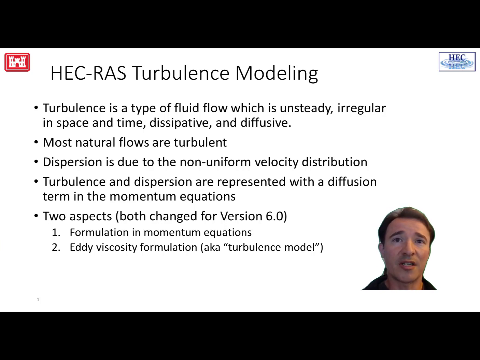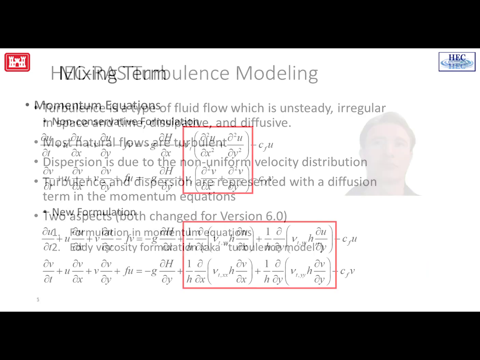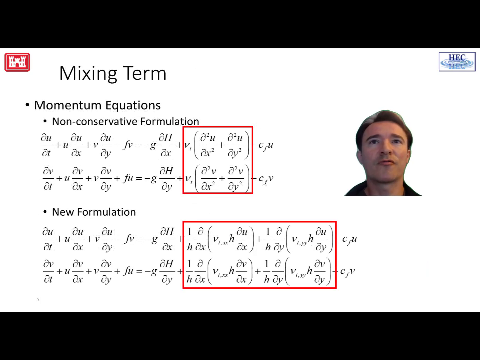There are aspects here that sometimes get confused. One is the formulation of the momentum diffusion term within the shallow water equations, and the other is how the eddy viscosity is calculated. This is referred to as the turbulence model. Both of these aspects have changed and are improved in version 6.0. HEC-RAS has two formulations for the diffusion term, also known as the mixing term. The non-conservative formulation was the only option in versions 5.07 and earlier, but is still an option in 6.0.